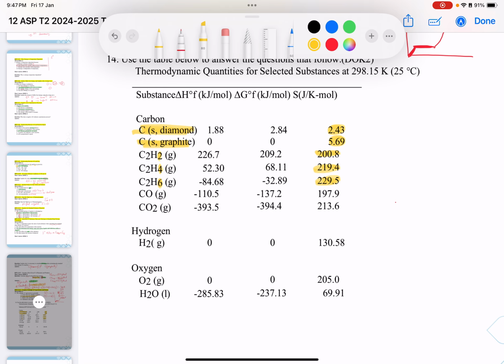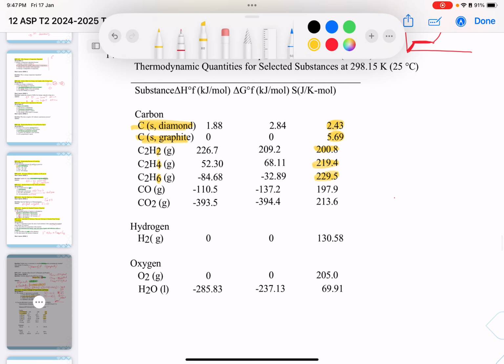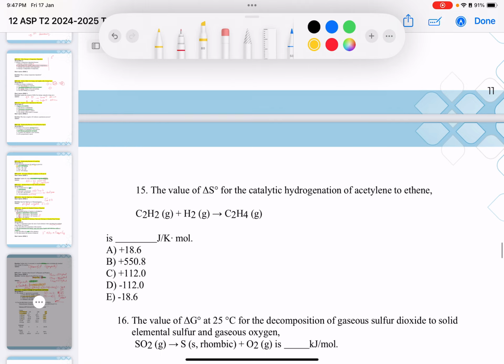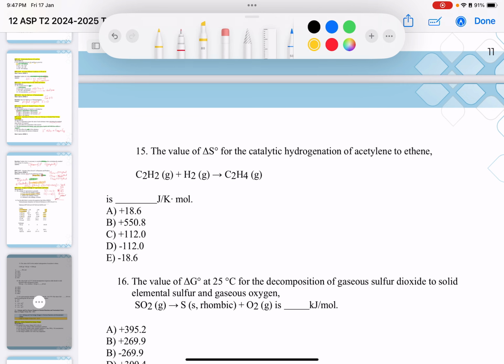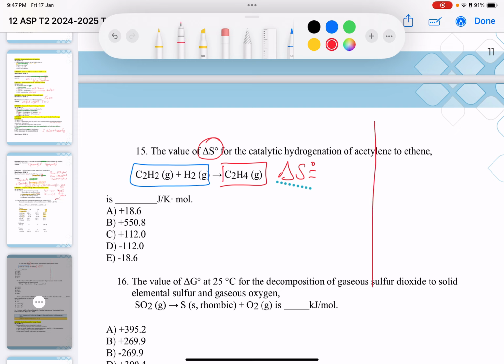Now, let's move to the next question. The value of the entropy of catalytic hydrogenation of acetylene to ethene given in this equation is, so delta S, we are going to apply the formula of the sum of the products' entropy minus the sum of the reactants' entropy. So let's begin by picking up from the table the entropy of C2H4.